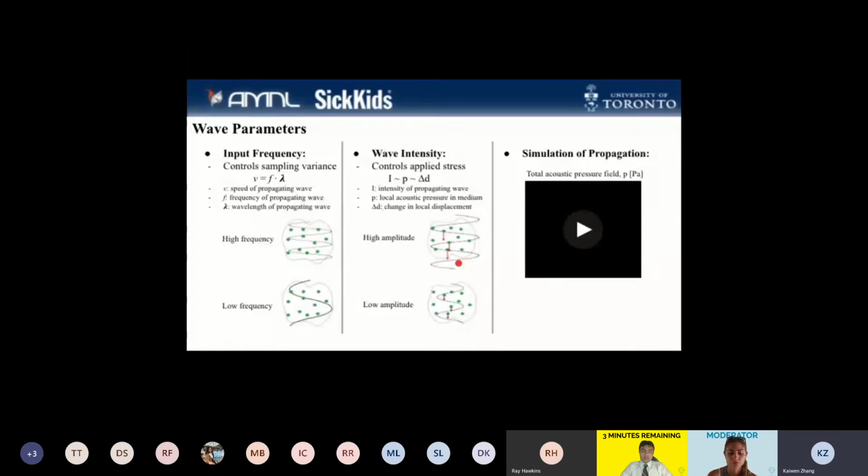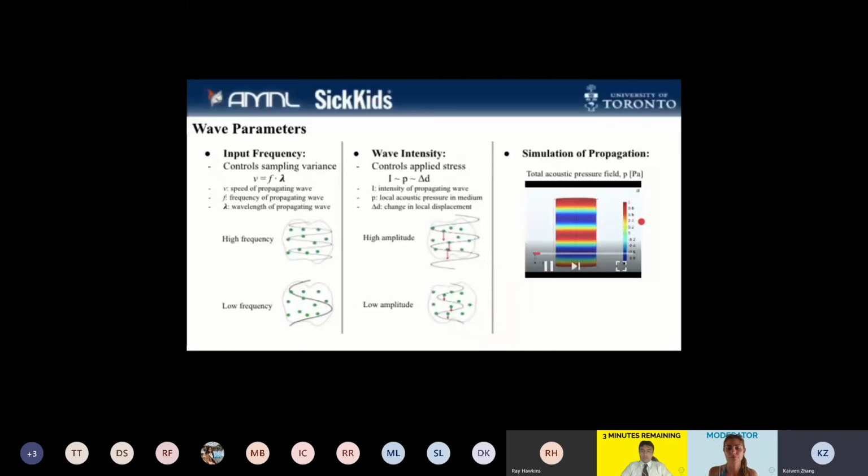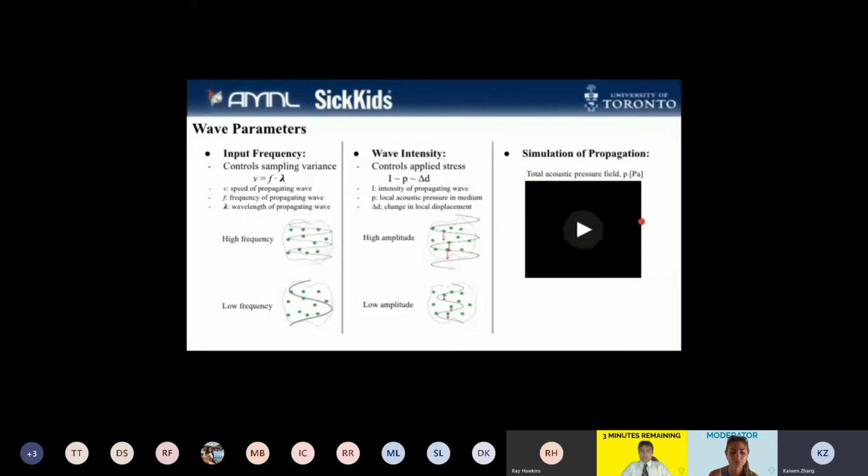We did some simulation in COMSOL Multiphysics. We just wanted to have an idea of how the waves propagate, but it also enables us to adjust the parameters virtually to simulate the potential effects.